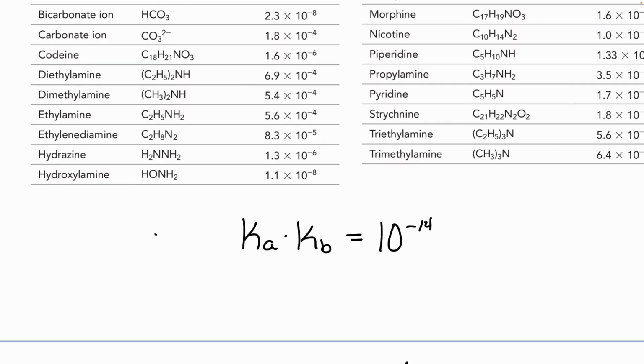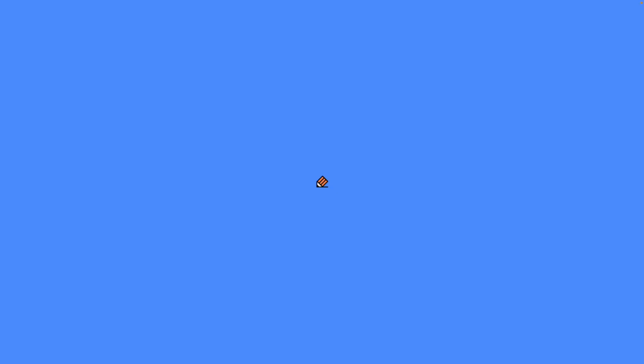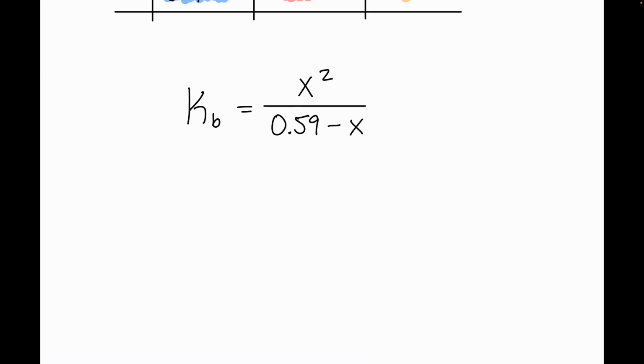All right, I don't know acetate's Kb, but I know acetic acid's Ka, so I can rearrange this equation here. 10 to the negative 14 divided by Ka gets me my Kb. All right, so really we need our Kb. We're going to do 10 to the negative 14 divided by that Ka value that we do know.